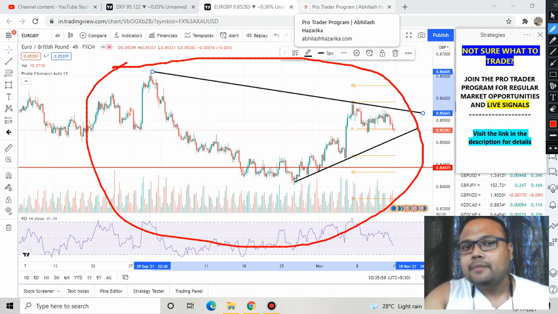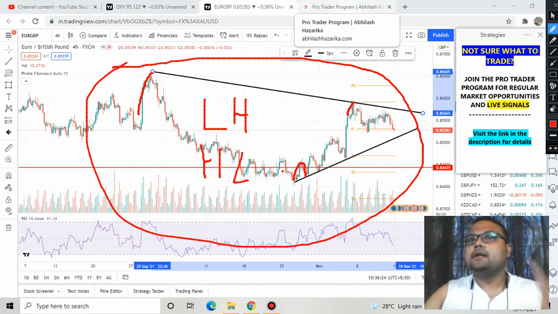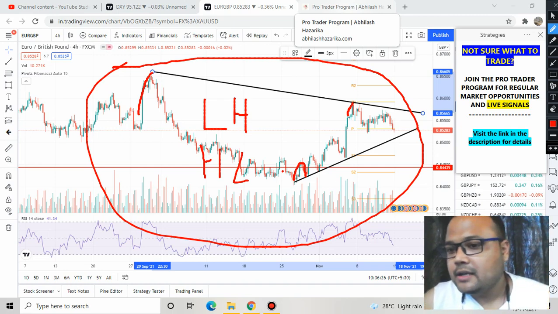Symmetrical triangle pattern means the market is constantly forming higher lows. You can see the market is constantly forming higher lows. The market is not breaking the previous high, but on the other hand, the market is also unable to form new highs. The market is also forming lower highs here. So we are having lower highs plus higher lows. Whenever we get this kind of pattern, it is called a symmetrical triangle pattern.